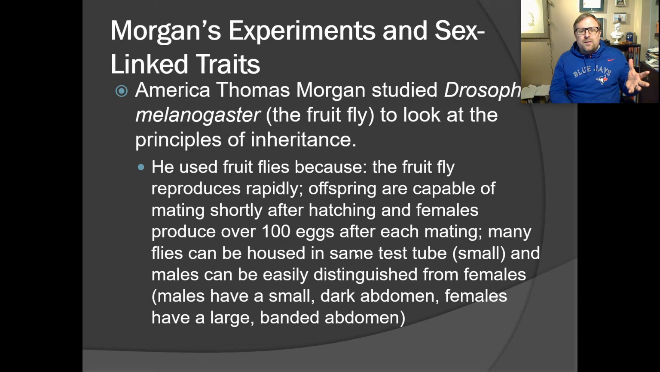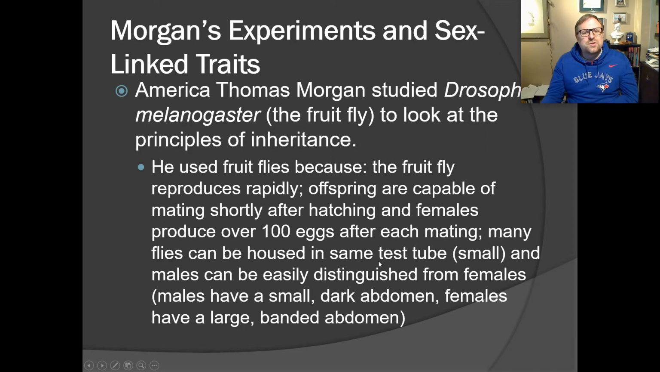So a bit of background, and then we'll jump into the expected and the unexpected that Morgan encountered. He used fruit flies because, again, the fruit fly reproduces rapidly. The offspring are capable of mating shortly after hatching, and females will produce over 100 eggs after each mating. So all of that tells you right away that we can produce lots of generations relatively quickly and get a very large sample size. And large sample size is really important when you're doing science, because then it adds validity to the research that you're doing.